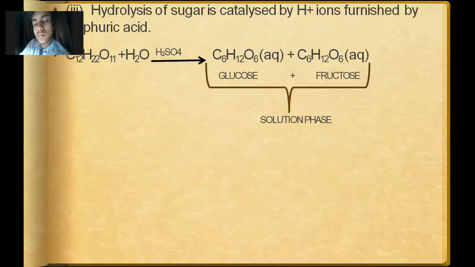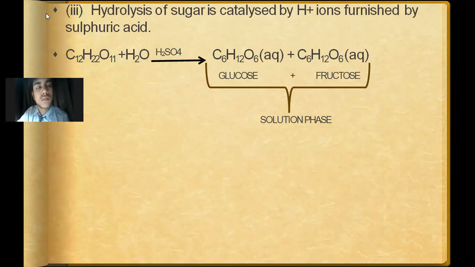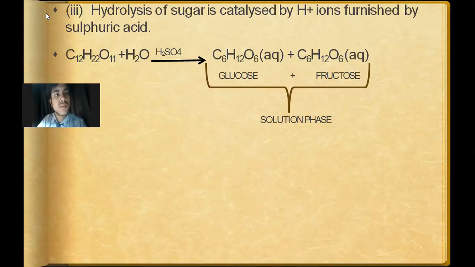Next is hydrolysis of sugar, catalyzed by H positive ion furnished by sulfuric acid. So whenever we need H positive ion, we add HCl or H2SO4, depending on the category of reaction. Sometimes we require a strong acid; in that situation, we go for H2SO4. And whenever we require a comparatively weak acid, at that time we'll go for HCl. Especially whenever we require H positive ion there. Otherwise, so many acids can be used as catalyst, depending on the requirement.